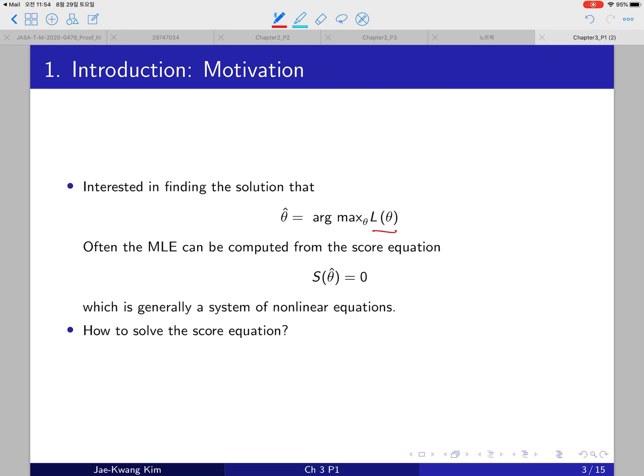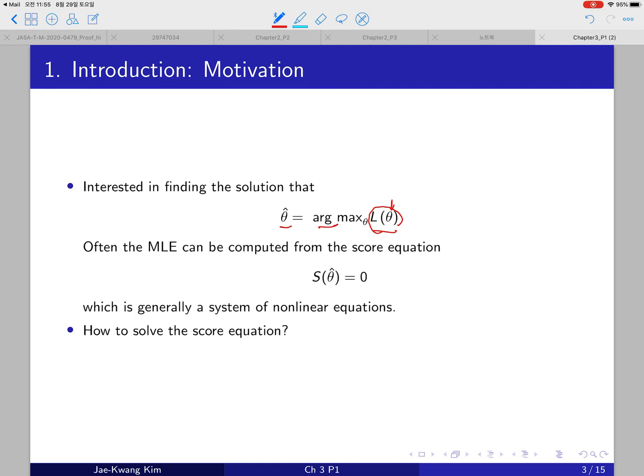and the notation argmax, this argument. So this is the argument, right? So the value of zeta that maximizes this function, we use zeta hat.